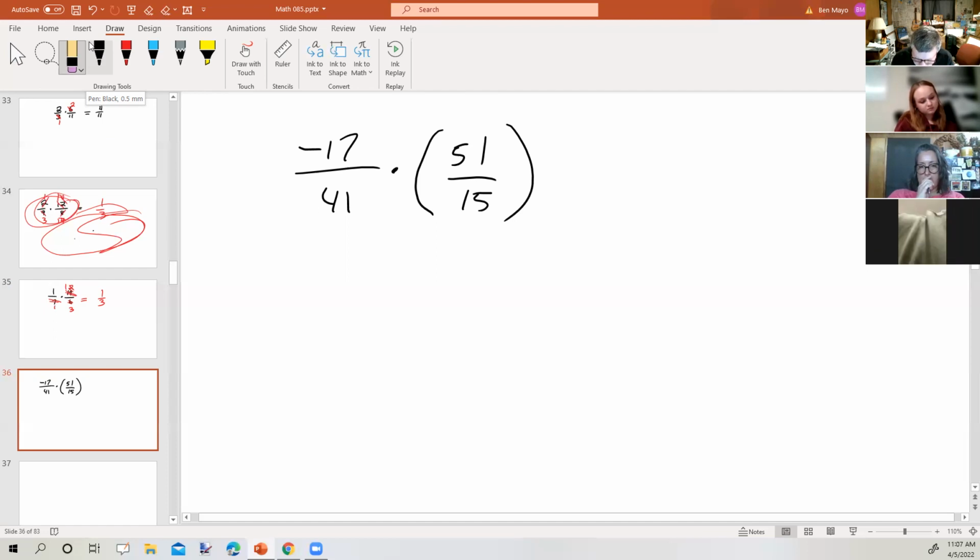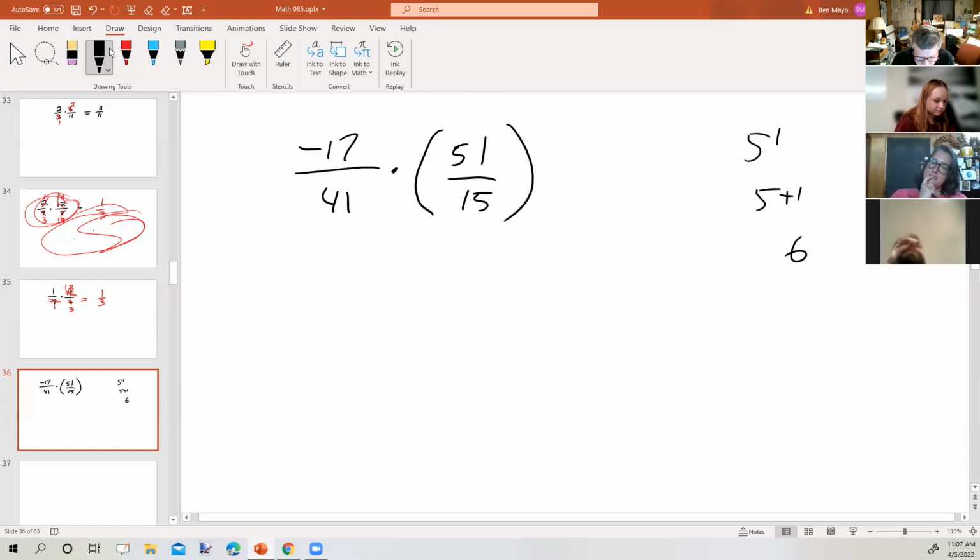What's 5 plus 1? It's 6. Does 3 go into 6 evenly? Yes. What's 1 plus 5? Does 3 go into 6 evenly? So 3 goes into 51 and into 15. That might be hard to see other than, oh, 3 goes into both.